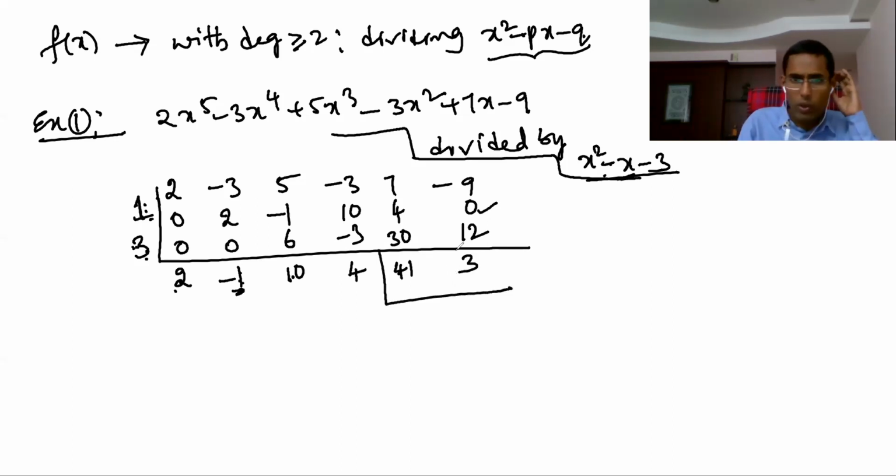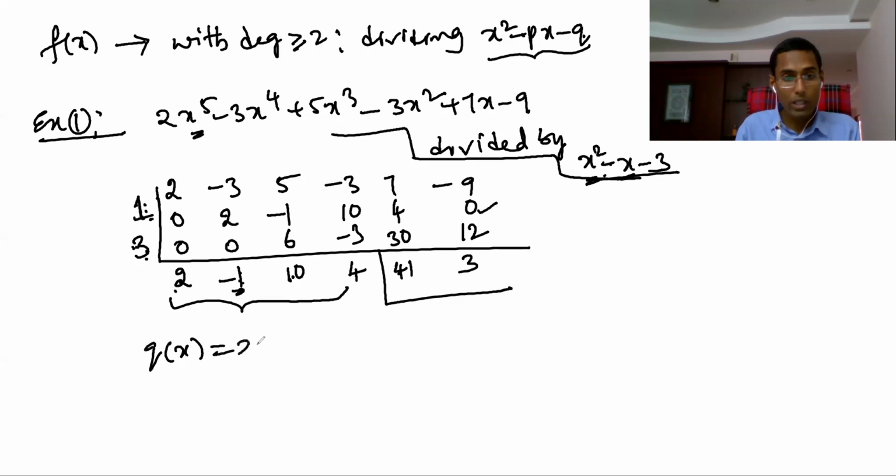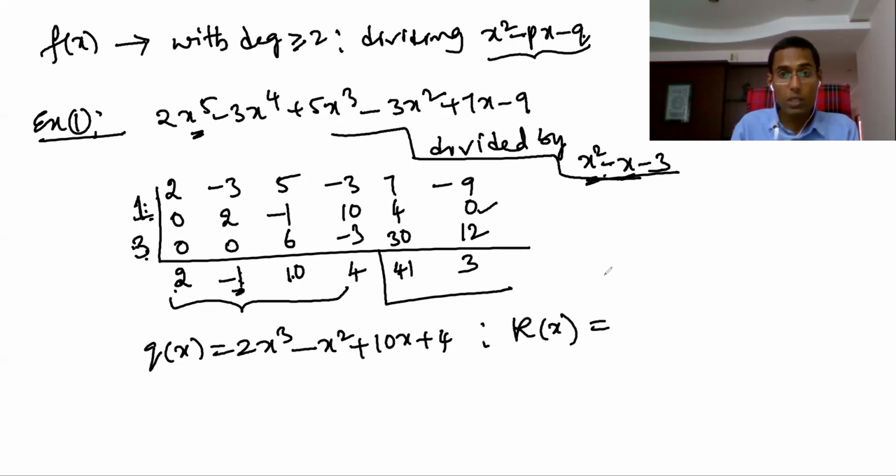Why? Because you are dividing a 5th degree polynomial with a 2nd degree one. Understand? 5th degree divided by 2nd degree, the quotient must be 3rd degree. That means the quotient is 2x^3 - x^2 + 10x + 4. Remainder, you understand, remainder must be here. You are dividing with a quadratic. When you are dividing with a quadratic, the remainder must be linear. So 41x + 3 is your remainder. Hope this is clear.